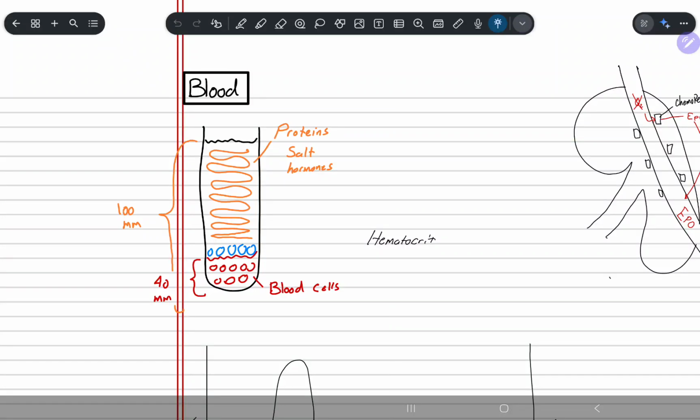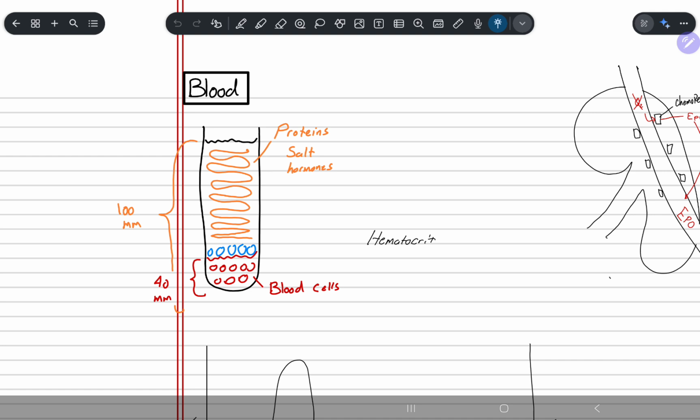All right, welcome. Today I'm going to be discussing the composition of blood and a few other important processes that involve blood. But first, let me just start out by describing exactly what makes up blood.